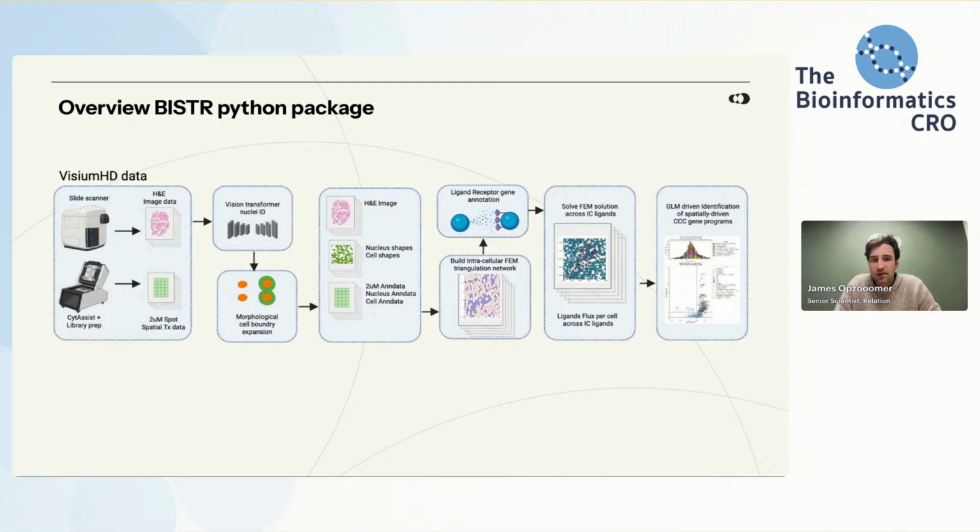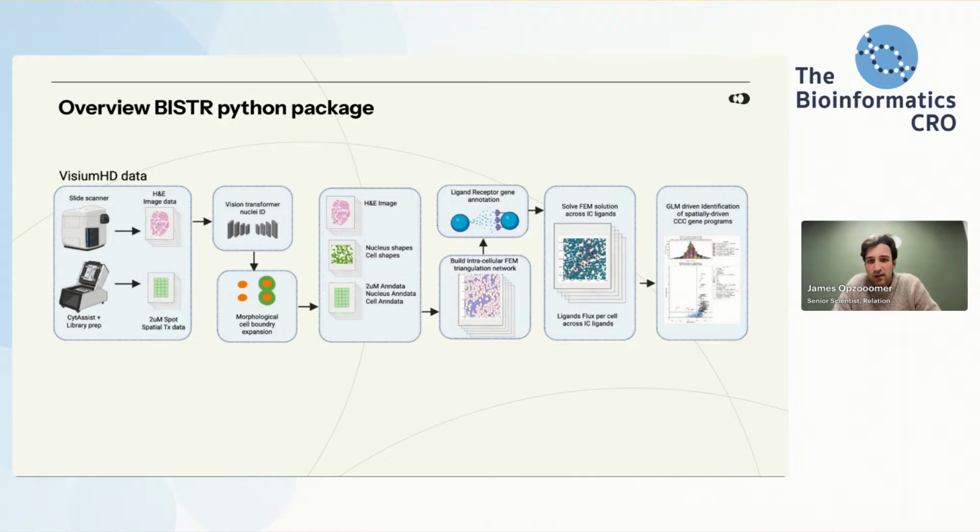So this is another schematic that represents the data flow within the BISTR Python package. You have your Visium HD data. You identify nuclei with a vision transformer, and you perform morphological expansion of cells to create like a cell cytoplasm boundary, giving you approximately single-cell data. You then build the FEM triangulation network. You use public databases to look up ligand and receptor genes that are expressed within your cell types of interest, and you solve the FEM network across all of your ligands within the intracellular space.